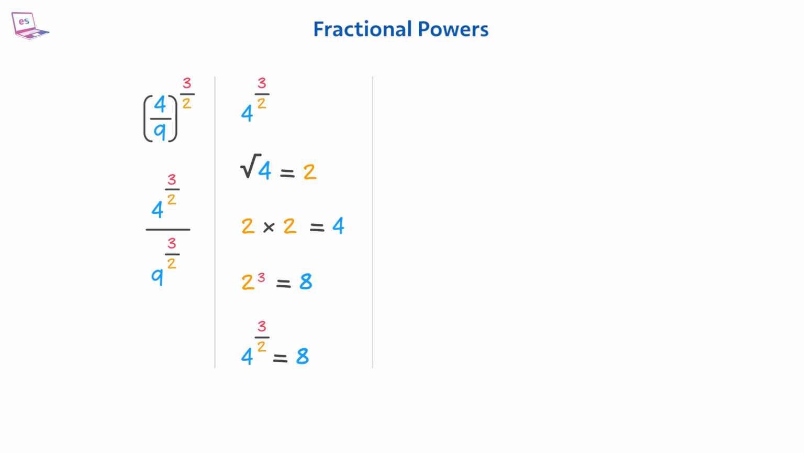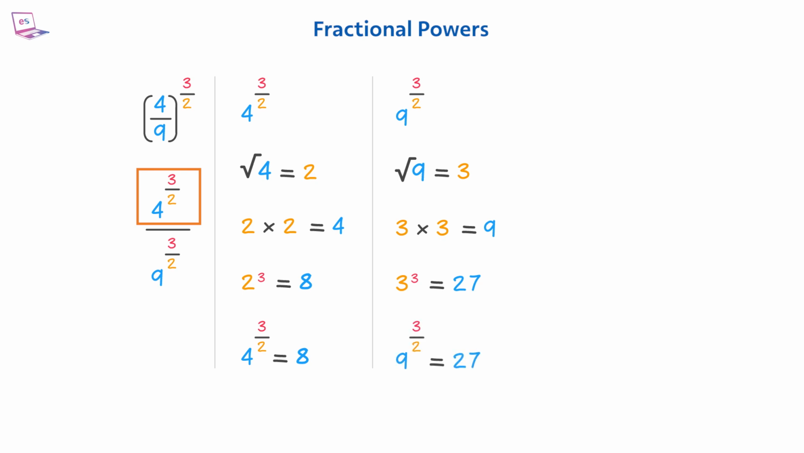Next, let's move on to the denominator, 9 to the power of 3/2, and apply the same method. The numerator in the power is 3 and the denominator in the power is 2. The denominator 2 means we take the square root of the base number 9. That yields 3, because 3 by 3 is 9. Then in the next step the 3 is raised to the power of 3, which is the numerator, and it gives us the answer 27. The simplified result of the denominator 9 to the power of 3/2 is 27.